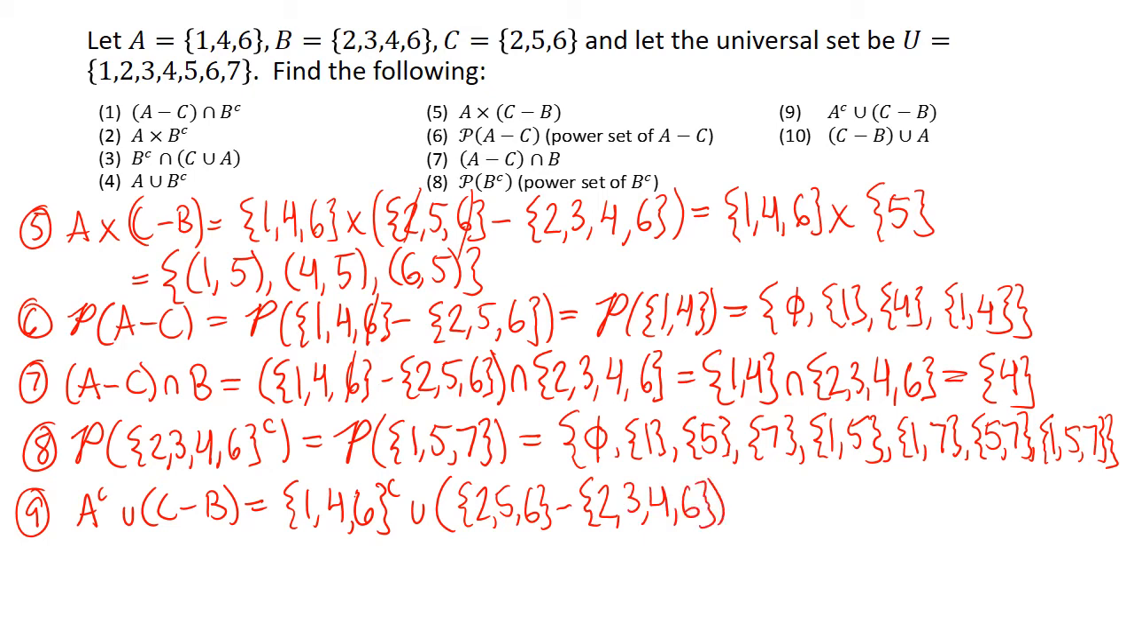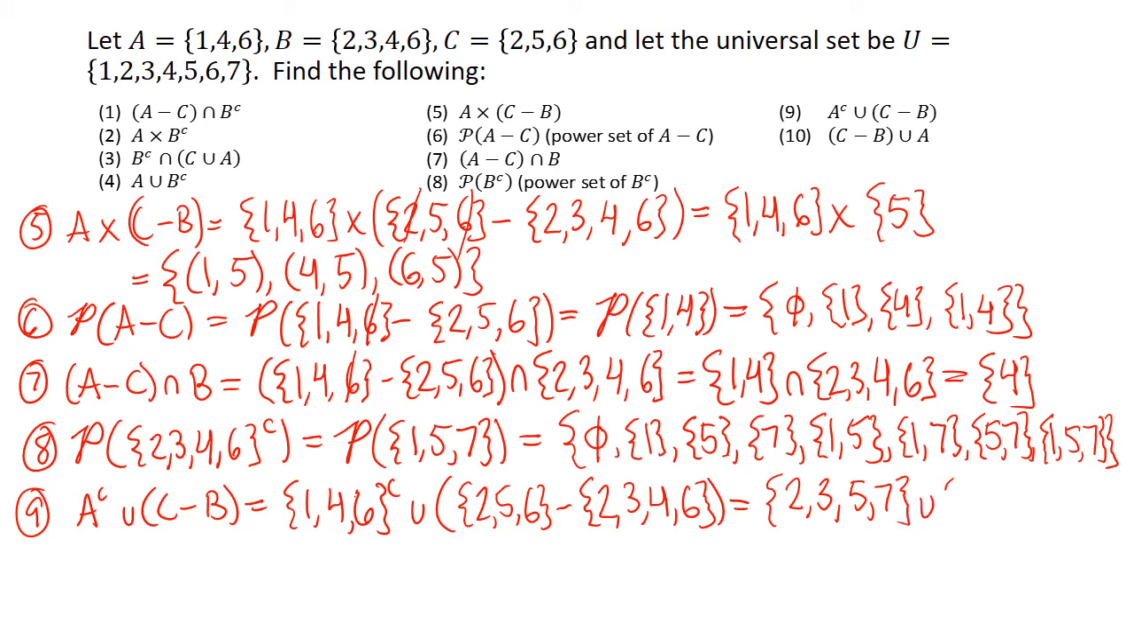Okay, so first I'm going to do the part in parentheses, and I can also do the complement now. So the complement of A is everything that's in the universal set that is not in A. So the universal set is {1, 2, 3, 4, 5, 6, 7}. And the ones of those that are not in {1, 4, 6} is {2, 3, 5, 7}. So that is A complement.